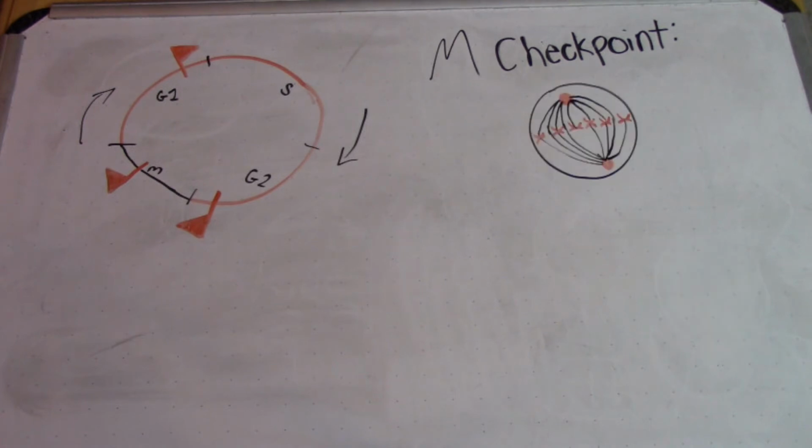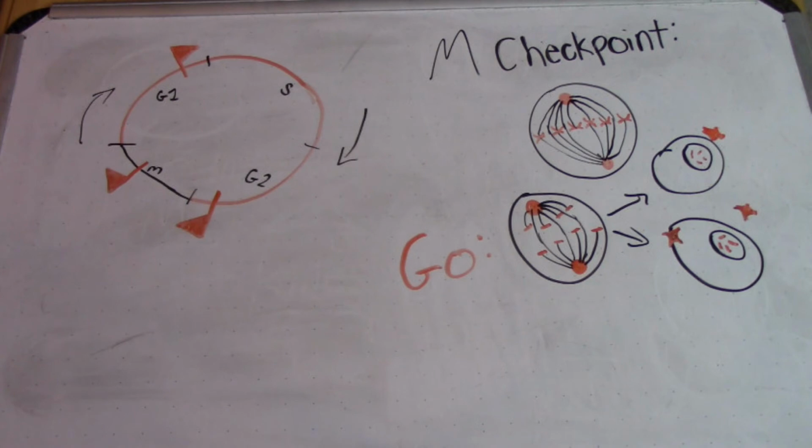The cell ensures that the microtubules have appropriately connected to the kinetochore and the others are overlapping. If they receive a go, they continue to finish up mitosis, becoming 2 beautiful daughter cells.